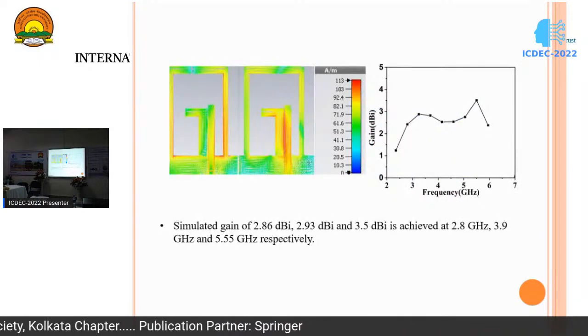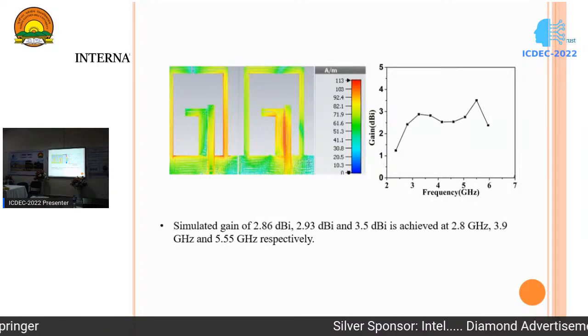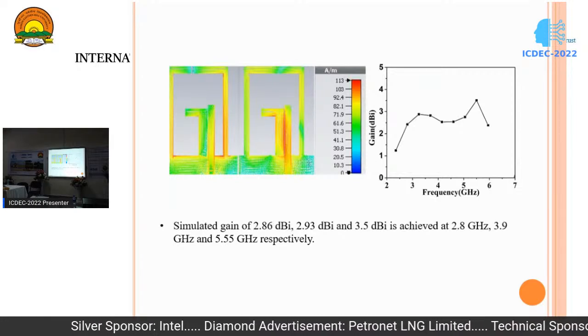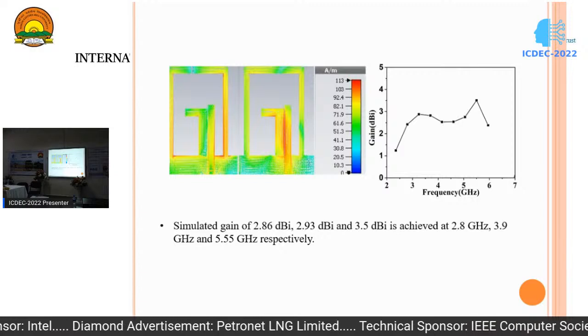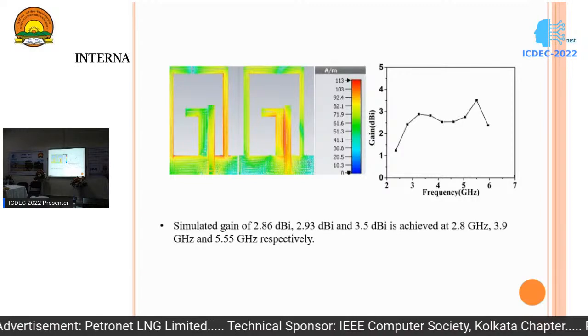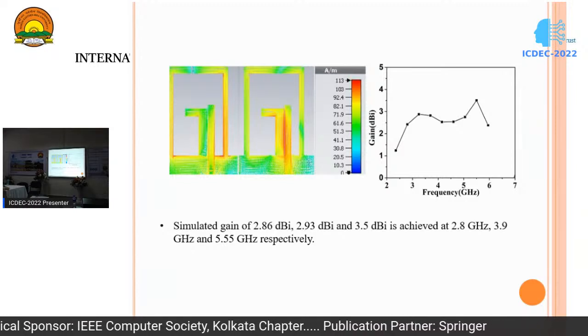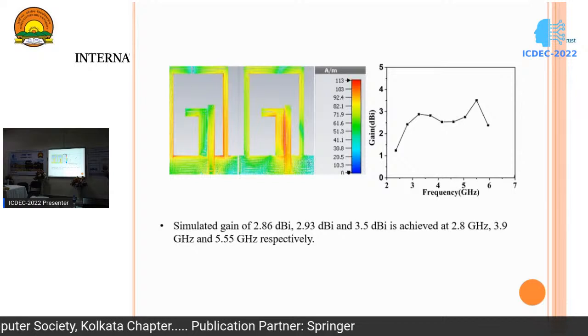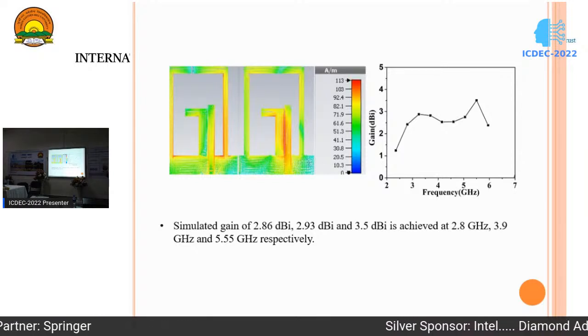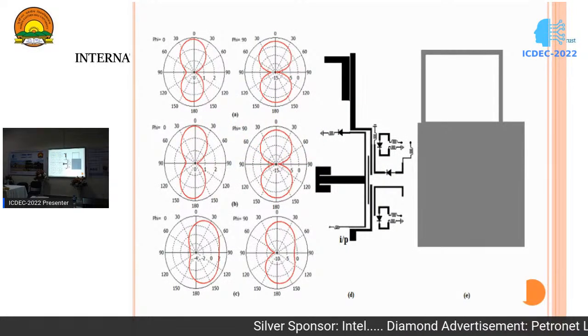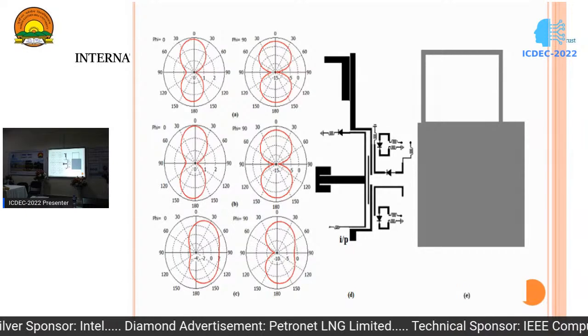So here you can see the surface current distribution for the upper and the lower resonating mode. For the lower resonating mode, the high surface current is induced in between the monopole radiator and the ground, and for the higher resonating mode, the high surface current has been induced in between the L-shaped resonator and the monopole radiator. This is the gain plot under the different frequencies, with a peak gain of 3.5 dB achieved. This is the radiation pattern for the three resonating modes, where the structure is offering good radiation characteristics.